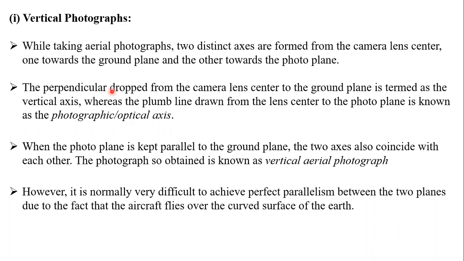Whenever the photo plane is kept parallel to the ground plane, the two axes also coincide with each other. The photograph so obtained is called the vertical photograph. Whenever you hold a camera parallel to the ground and click one photograph, that is called the vertical photograph. The camera lens should be straight to the ground, and the plumb line should cross that particular vertical line. That is called the photographic or optical axis.